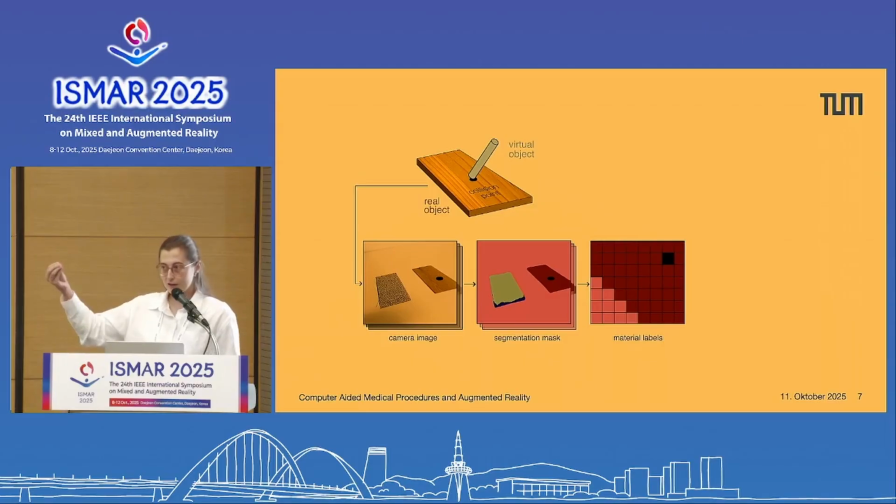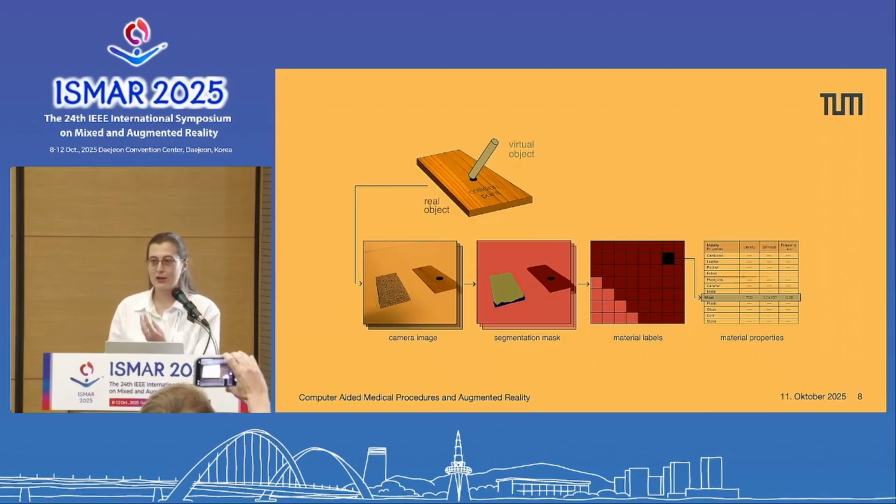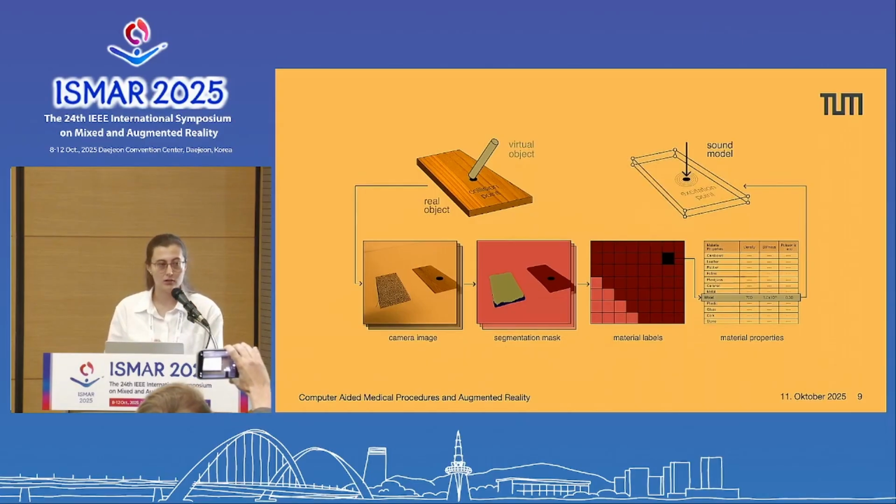And then we can look up these RGBD values in a table of materials that are within the classification system, and see what kind of physical properties these materials have. So if red, for example, corresponds to wood, we would look up the physical properties of density or stiffness or elasticity. And then we can use that to parameterize a physical sound model.